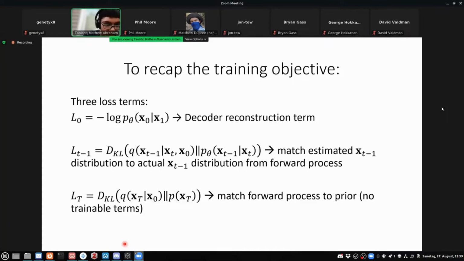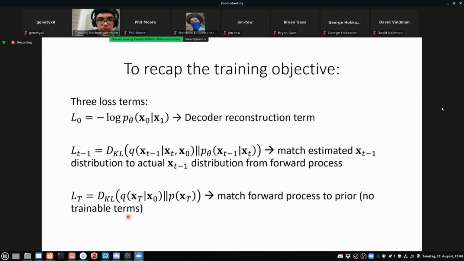And then this term is basically saying that the final image we get from the forward diffusion, or the distribution for that, should match the prior distribution of the reverse process. Both are supposed to be Gaussians, and this is really a constant, so it can actually be ignored.